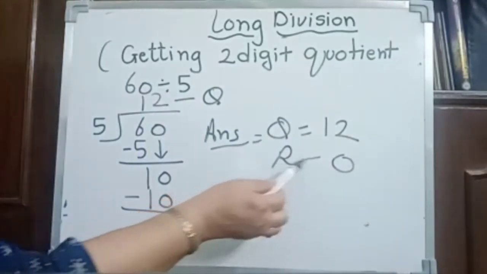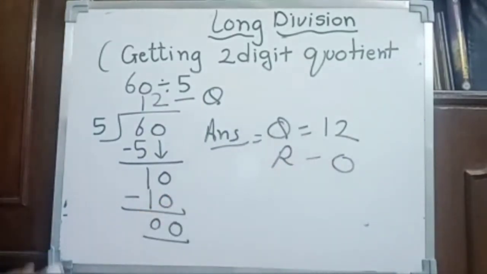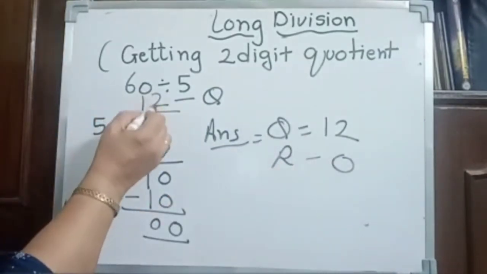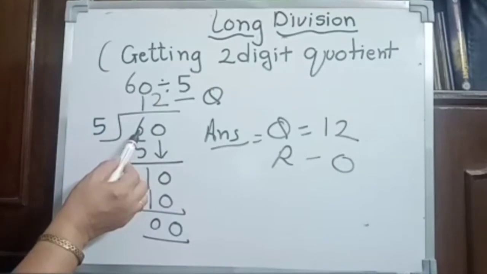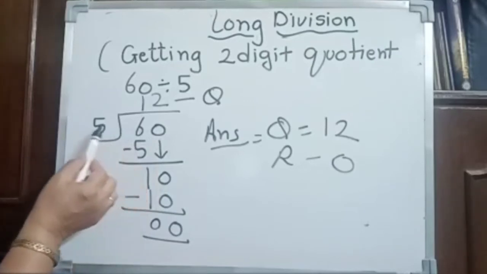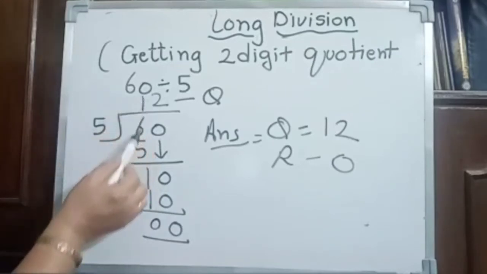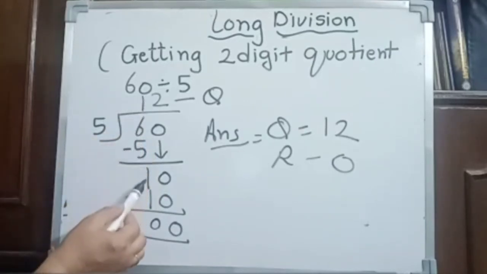Mention here, this is a must. Remainder is 0, so we have a 2-digit quotient. The very first rule is to take care of the number here, the first digit, not the ones or tens. Come here to the biggest place. So here we have 6. 6 is greater than 5. 5 ones are 5. 6 minus 5, 1.